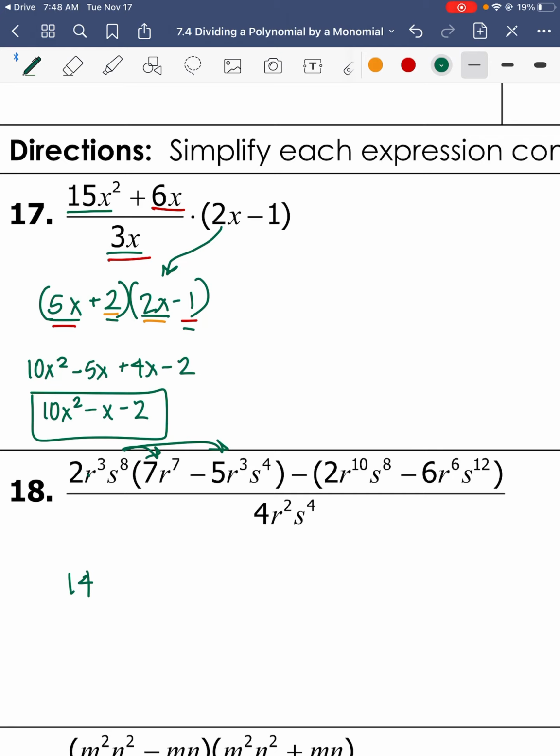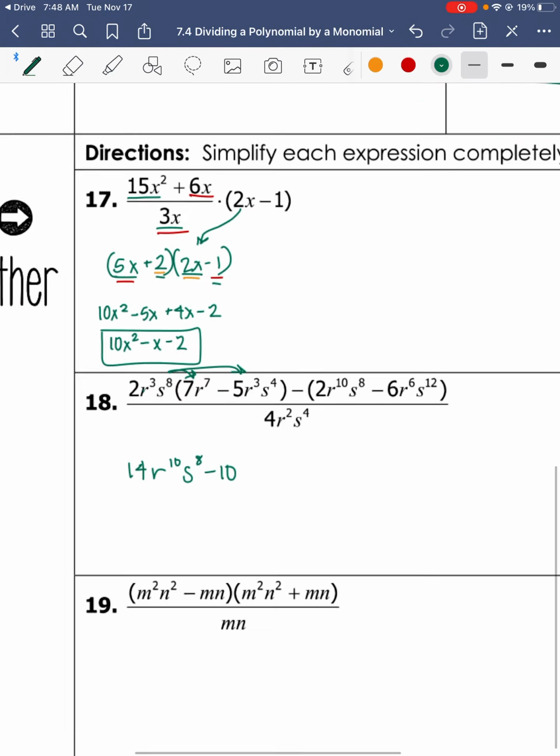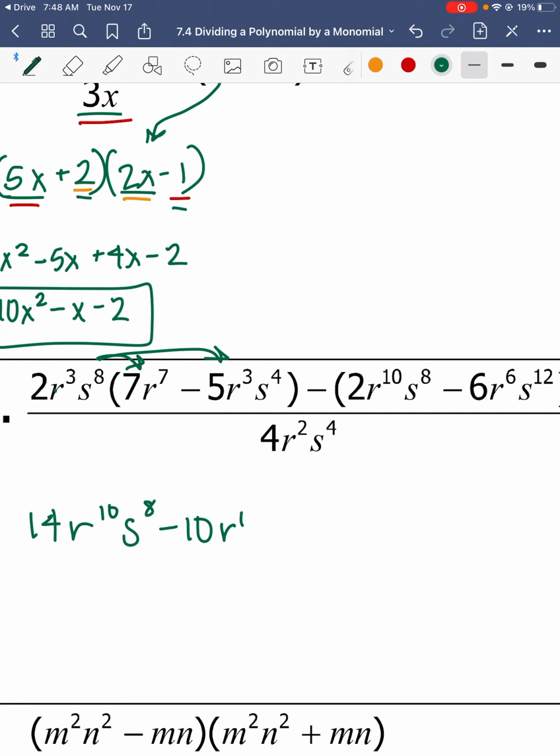So we have 2 times 7 is 14. r cubed times r to the 7th. Remember, we're going to be adding the exponents here, so that gives us r to the 10th, and then s to the 8th. Okay, and then we will multiply this monomial by the second one. So 2 times negative 5 is negative 10. r cubed times r cubed, we're adding them, so it'd be r to the 6th. And then s to the 8th times s to the 4th, adding those, we'll get s to the 12th.